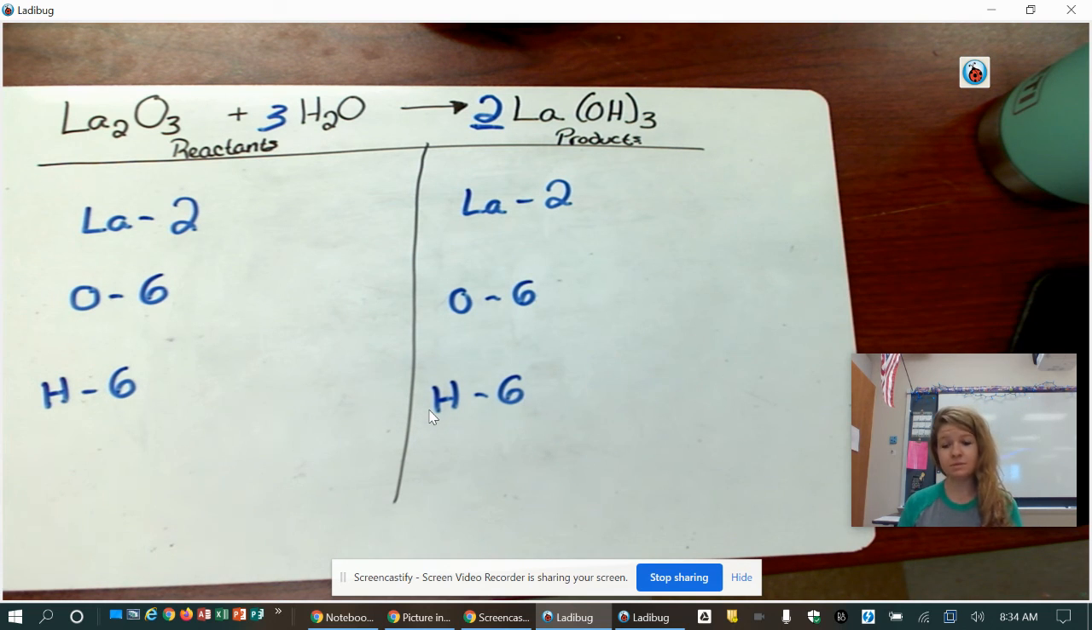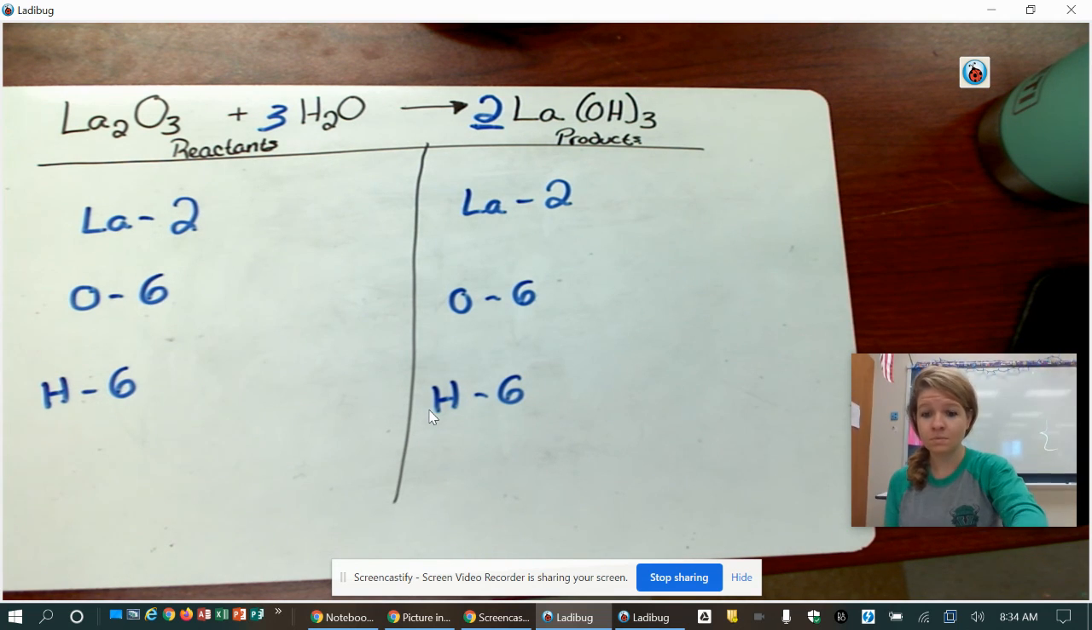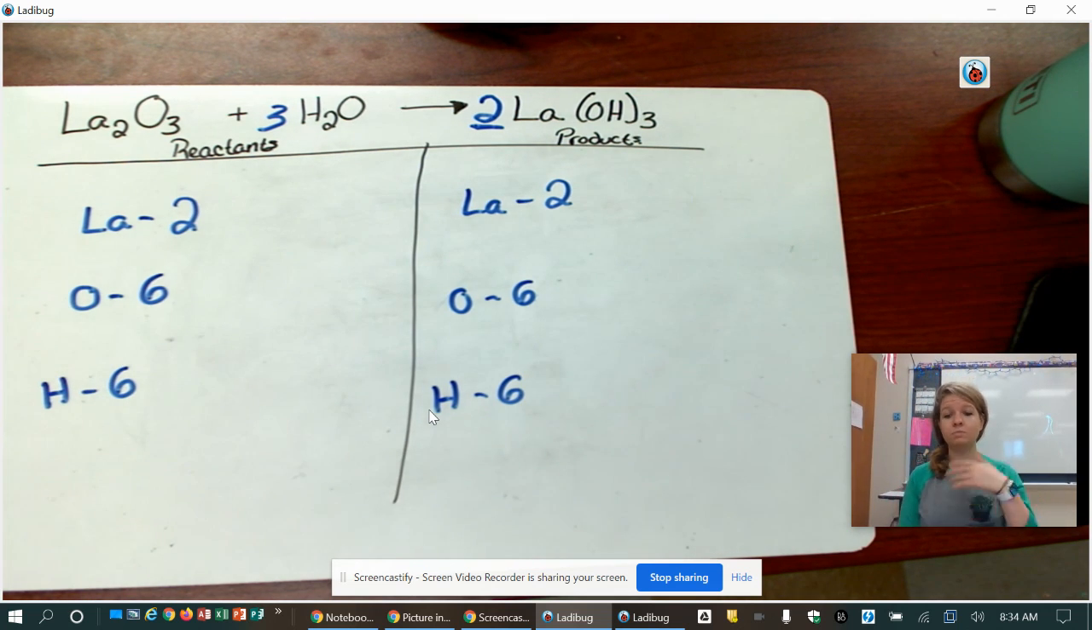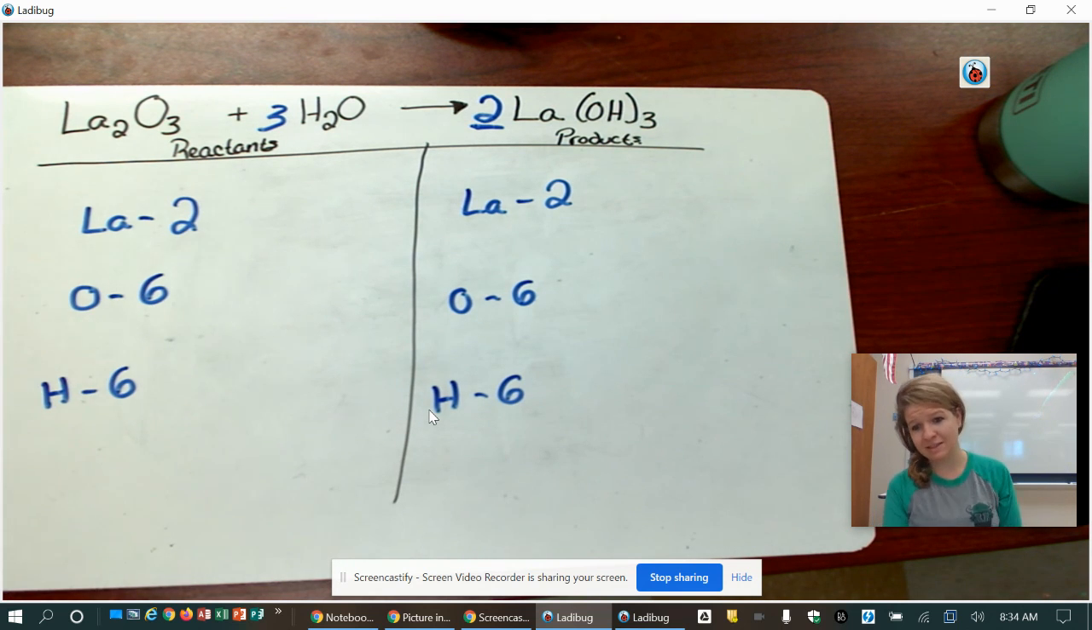What I want you guys to do is, on Canvas, there's a code for a Nearpod. I want you to go ahead and go to join.nearpod.com, enter that code in. It's going to take you to a simulation. It's going to help you balance equations a little bit more. I want you to spend at least 20 minutes on that PhET simulation. There's levels 1, 2, and 3. It's like a game. It's pretty fun. If you're really good at level 1, try level 2. If you're really good at level 2, try level 3.